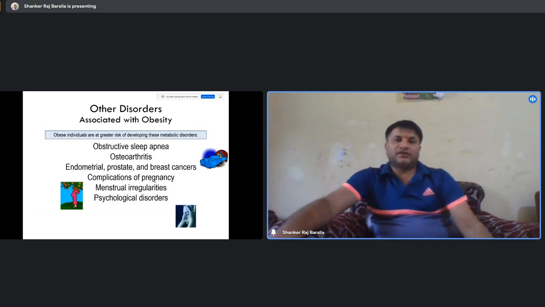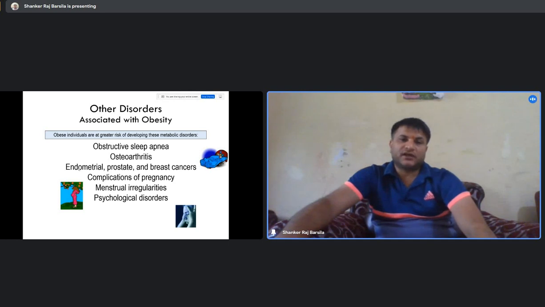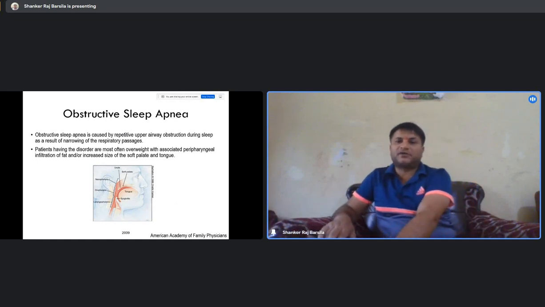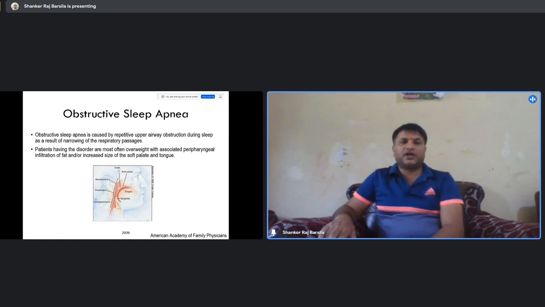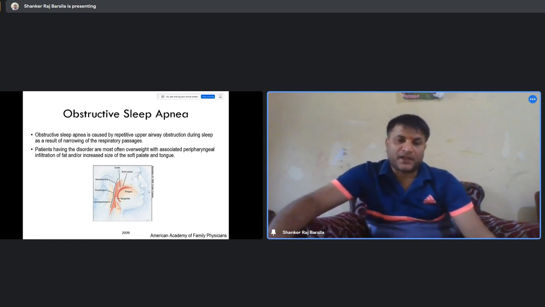Other conditions associated with obesity are obstructive sleep apnea, osteoarthritis, some forms of cancer, complications of pregnancy, menstrual irregularities, and psychological disorders. Obstructive sleep apnea is caused by repetitive upper airway obstruction during sleep, as a result of narrowing of the respiratory passages. Patients with this disorder are often overweight, with peripharyngeal infiltration of fat and increased size of the soft palate and tongue. Right?